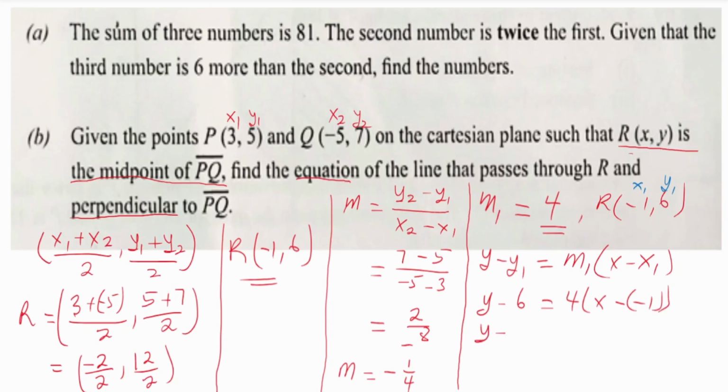And y minus 6 will be equal to 4 times x. Then the negative becomes positive, so we have x plus 1. So 4 times 1 becomes plus 4. And making y the subject, the equation of the line we are looking for is y equals 4x plus 10, or to write it in another way, 4x minus y equals -10, whichever way you write it.